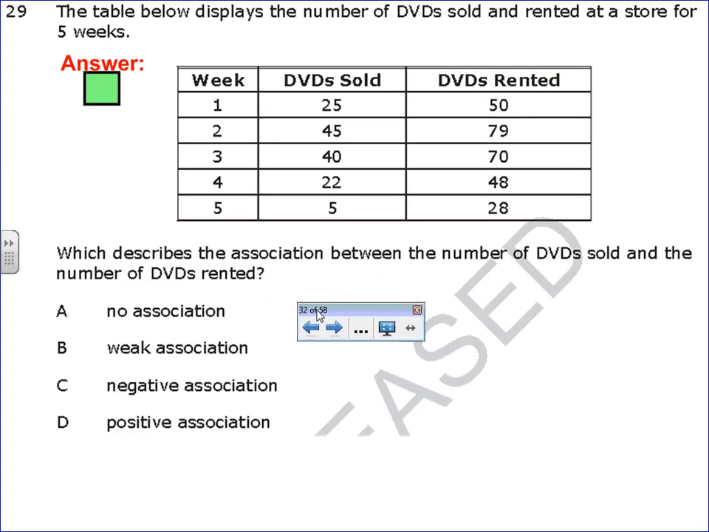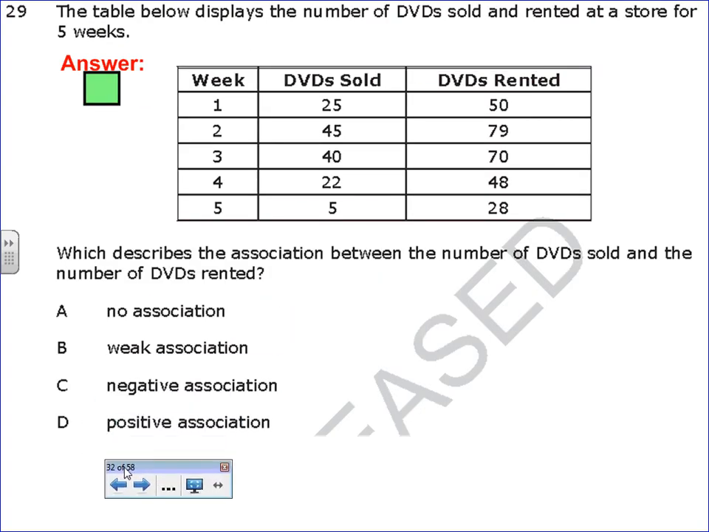Okay. Put this over here. Alright. It says the table below displays the number of DVDs sold and rented at a store for 5 weeks, which describes the association between the number of DVDs sold and number of DVDs rented. My options are no association, weak, negative, or positive.